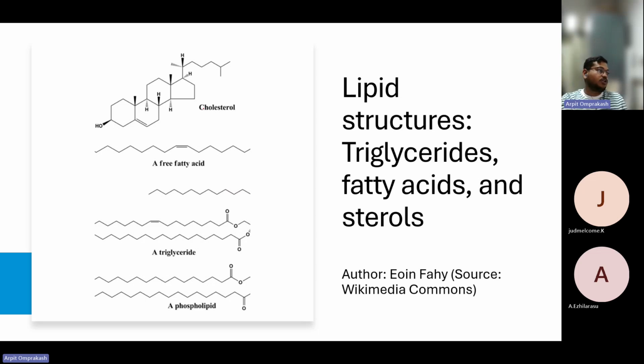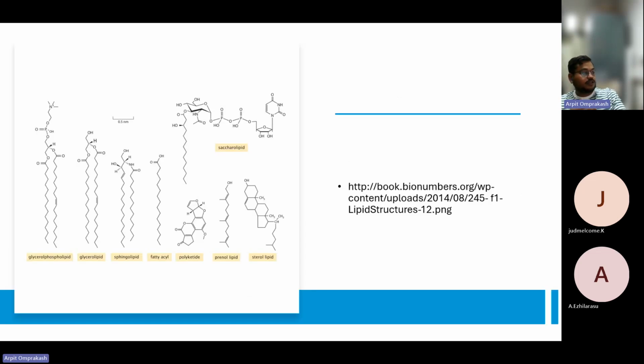Then we have this molecule called sterol, which is basically something like this. It's basically a ring-like structure, a ring-like lipid. The most famous example is cholesterol, which serves as a starting point for many hormones in humans. Right.